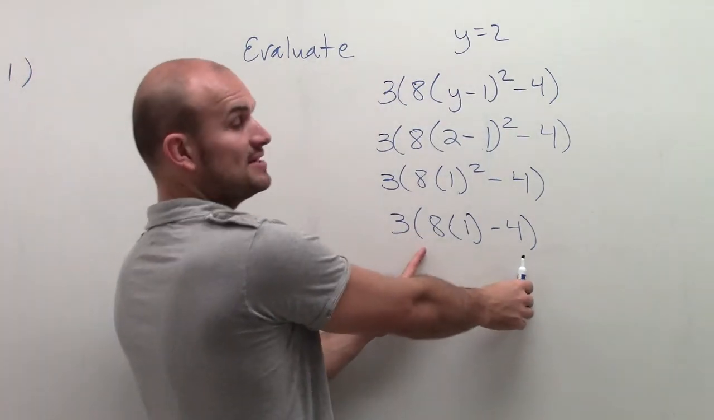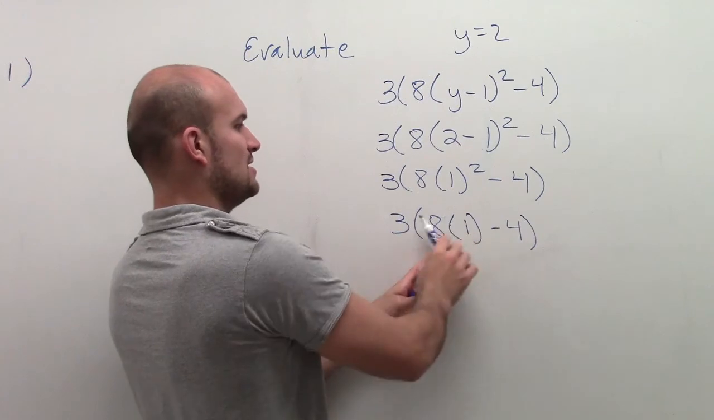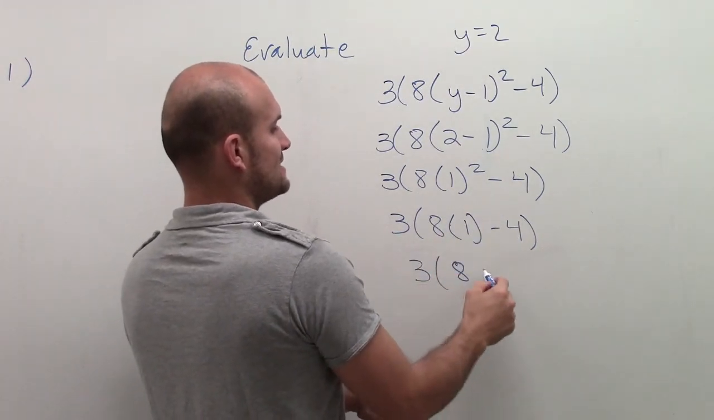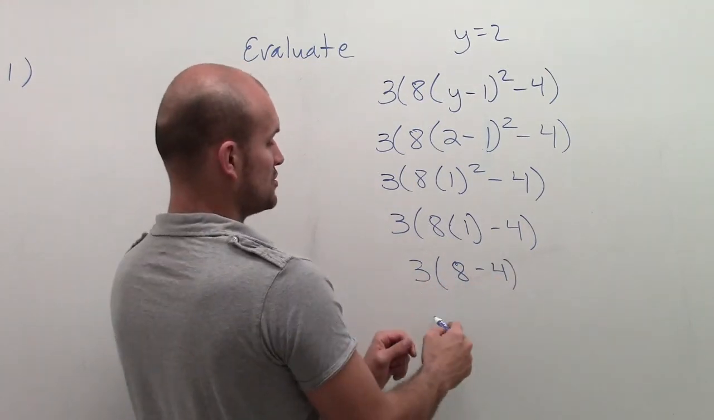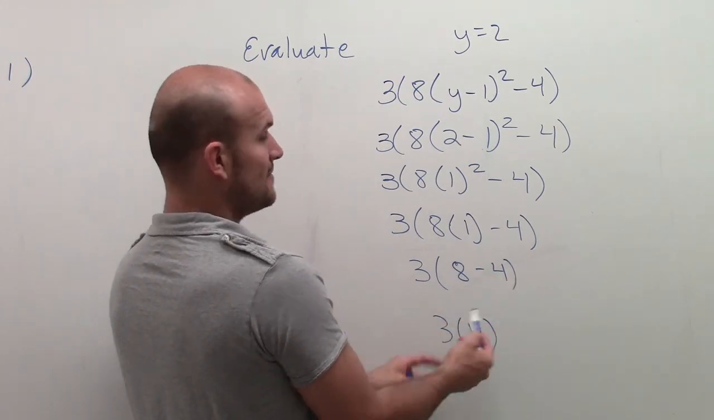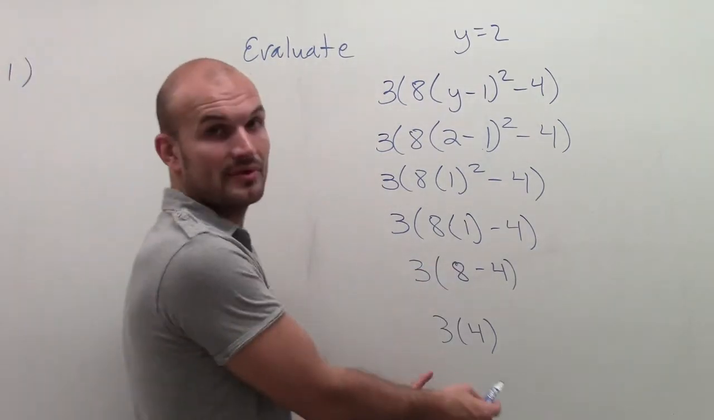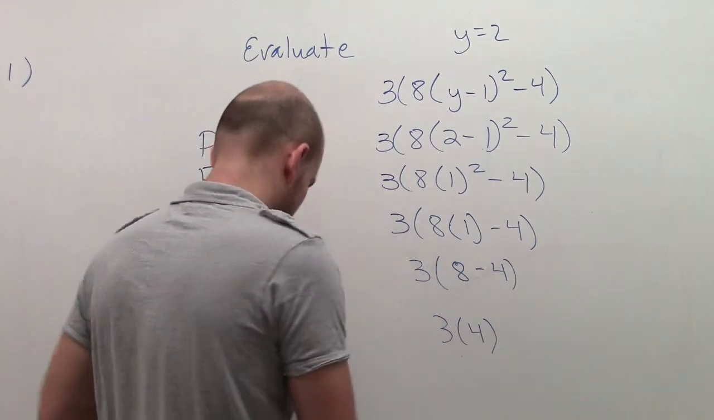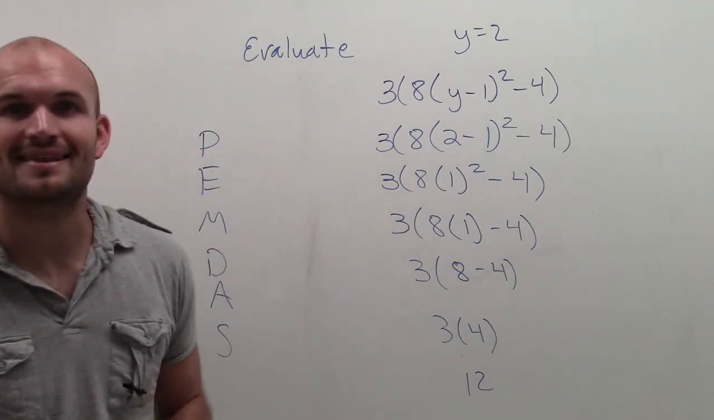Then inside again these parentheses, the next operation is multiplication or division. Since I have multiplication, I'm just going to multiply. 3 times 8 times 1 is 8, minus 4. Then addition or subtraction, I have subtraction, so 8 minus 4 is 4. Then lastly, I only have one operation left, right? So 3 times 4 is just going to give me 12. And there you go. That's the final answer.